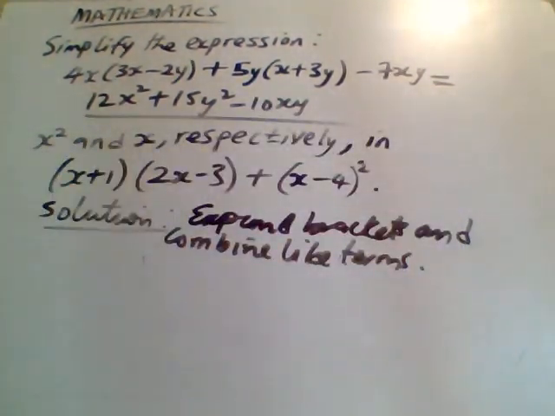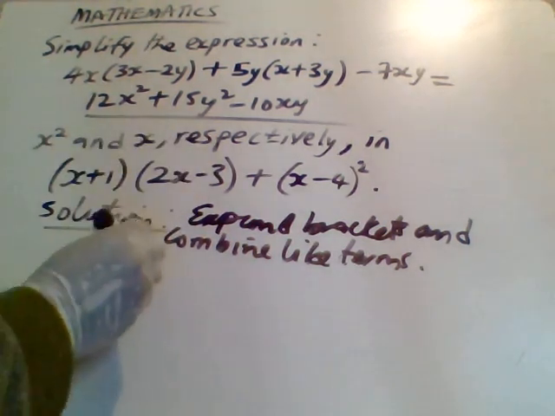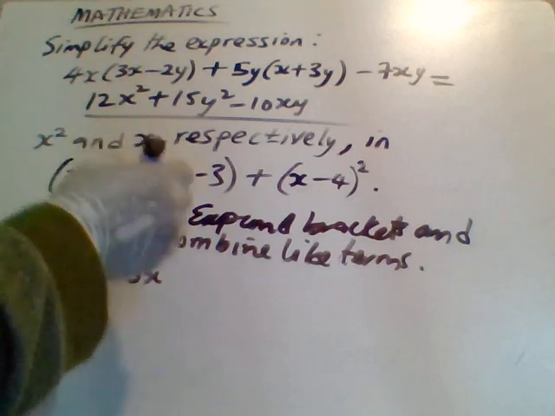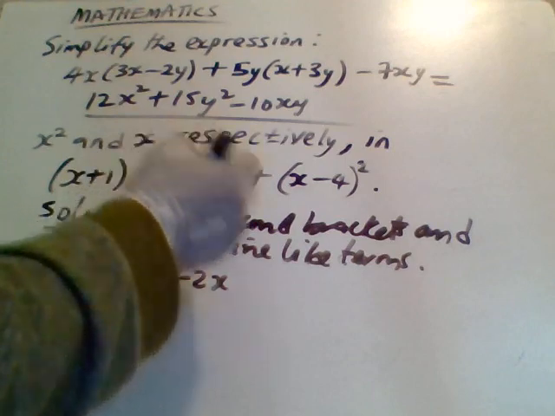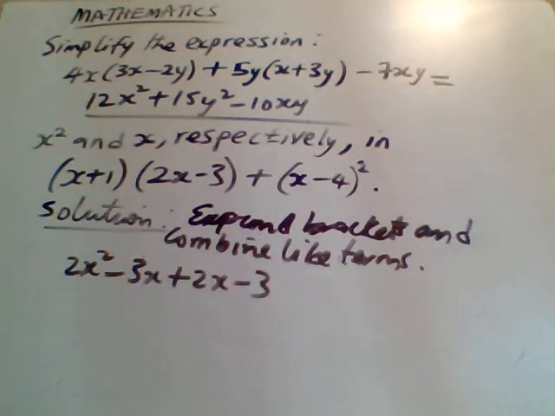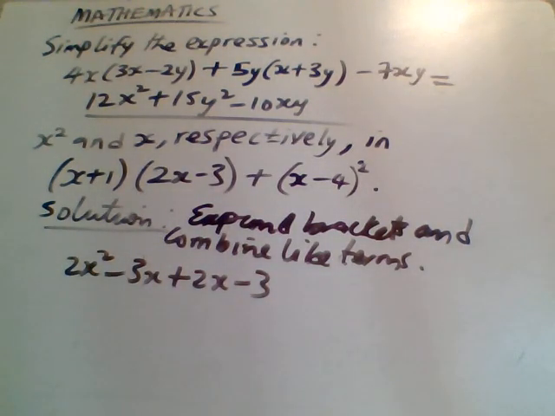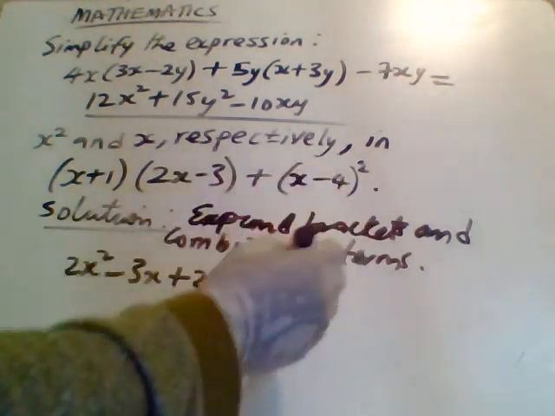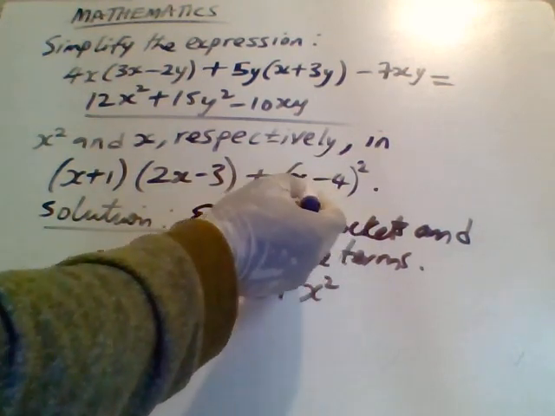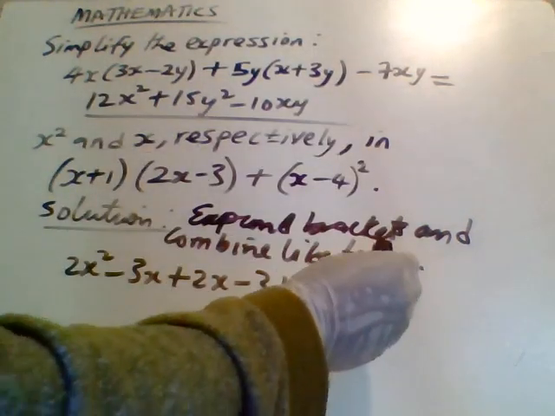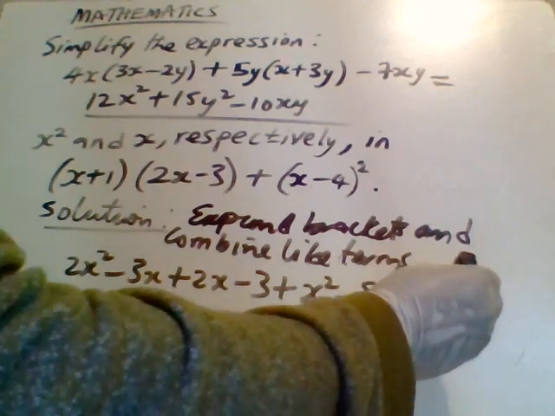So here we begin by expanding the bracket. s times 2s will give us 2s squared. s times minus 3 will give us minus 3s. Plus 1 times 2s will give us what? Plus 2s. Plus 1 times minus 3 will give us minus 3. From here, you have to apply the special method. Square the first one, will give us s squared. Multiply the first term by the second term, will give us minus 4s, times it by 2, will give us minus 8s. Square the last one, including the sign, that will give us plus 16.